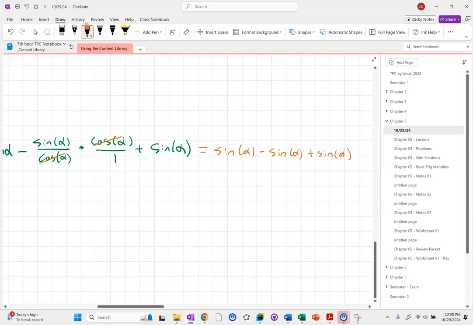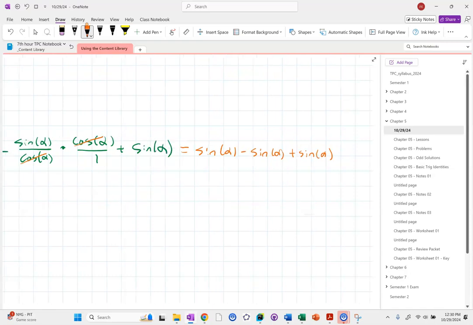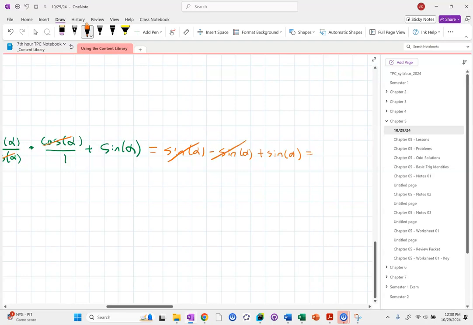Okay, Cameron, bonus question. Can you finish this off for us then? Sine alpha minus sine alpha plus sine alpha gives us? Sine alpha? Yeah. Boom, boom. We're left with just one of them. There you go. Good job, bud.